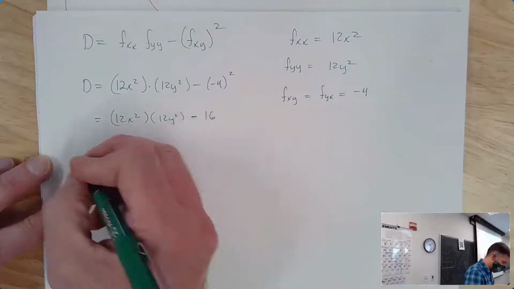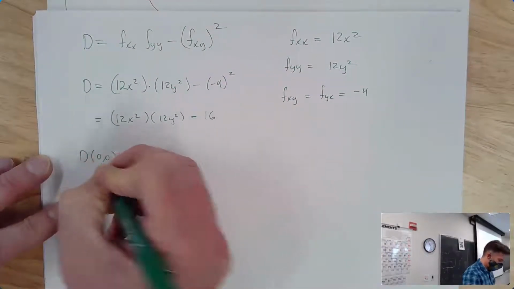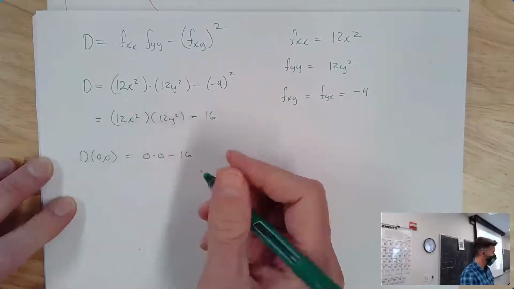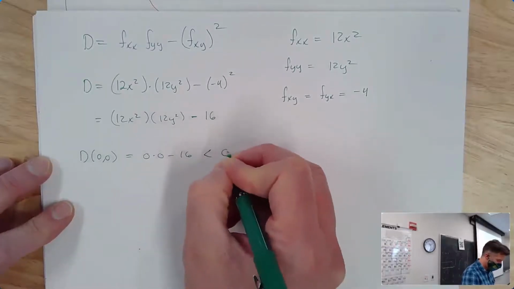So if we're going to plug in (0, 0), I'm going to get 0 times 0 minus 16. I don't care that it's negative 16. I care that it's negative.